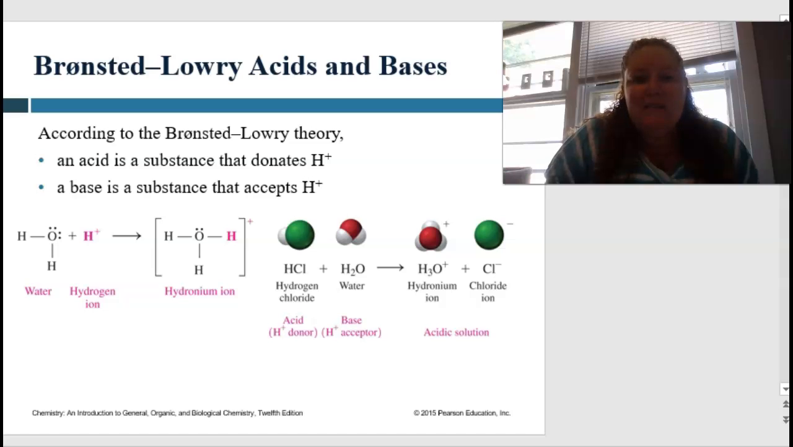Okay, so moving on to Bronsted-Lowry acids and bases. According to the Bronsted-Lowry theory, an acid is a substance that's going to donate those hydrogens, whereas a base is a substance that accepts hydrogen.